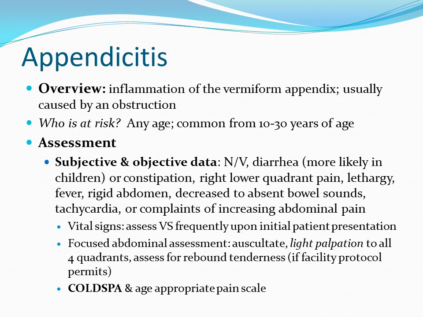When we look at assessment data, we're going to note nausea, vomiting, diarrhea, which is more likely in children, possibly constipation, right lower quadrant pain, lethargy, fever, rigid abdomen, decreased to absent bowel sounds, tachycardia, or complaints of increasing abdominal pain. We're going to assess the vital signs pretty frequently.